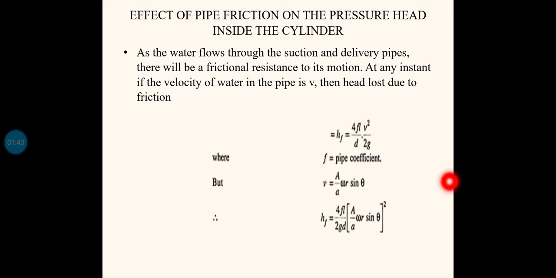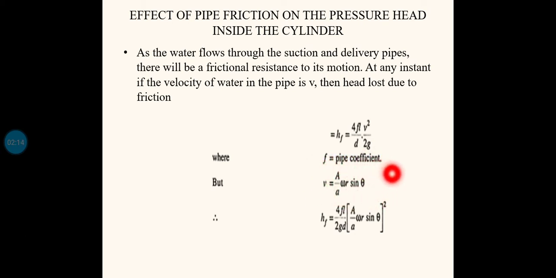This equation we have derived in the starting of the derivation of the pressure head inside the cylinder due to the acceleration of the piston. In that section we have derived this equation. I think you will be remembering taking that distance x and all, total distance you have written in terms of radius, and finally distance x you have found out. By differentiating that distance you will get the velocity. Please scroll back and see how this equation has come.